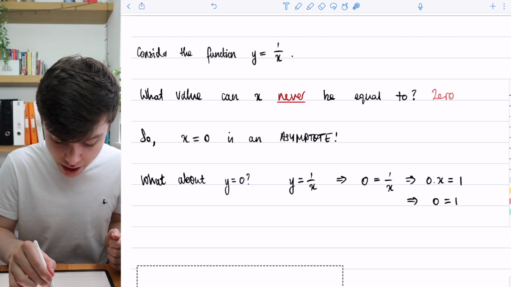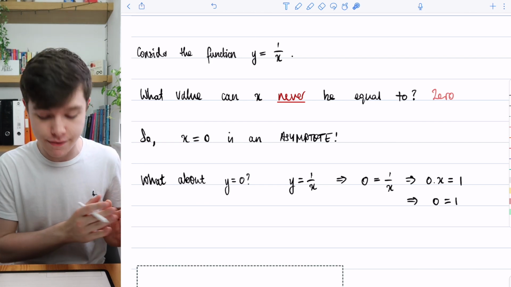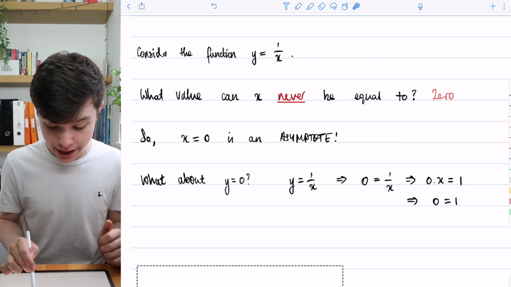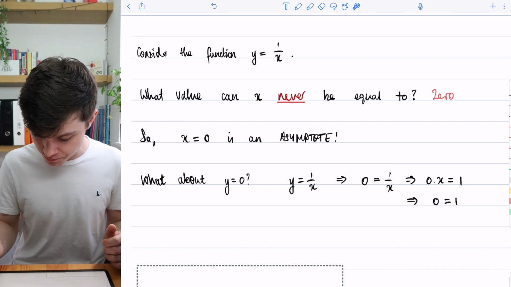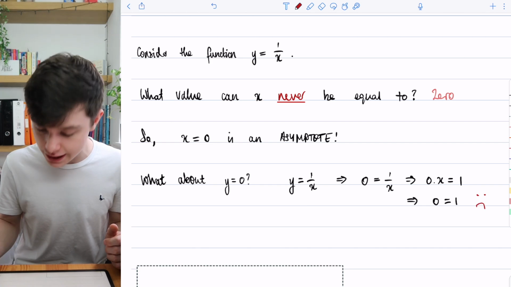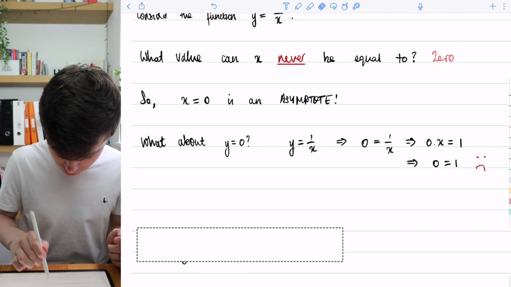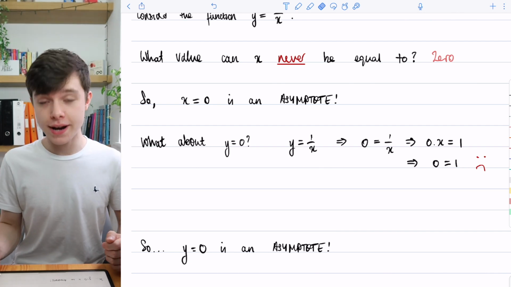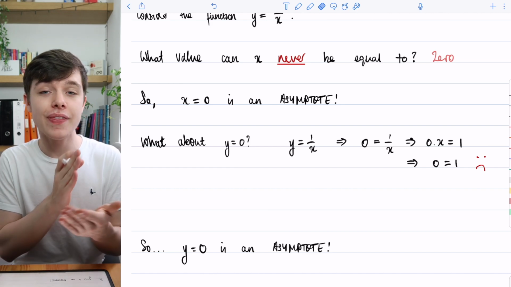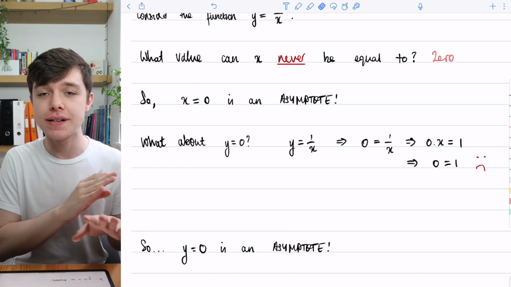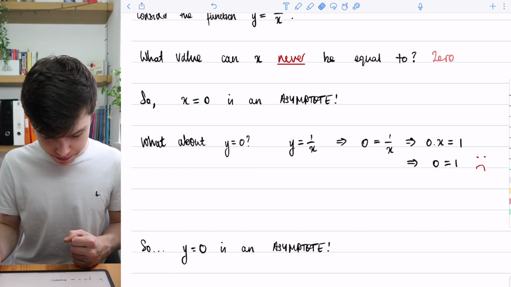So in other words, this function, 1 over x, can never be equal to 0, because when we put y is equal to 0, in other words, the function equals 0, we get this weird statement at the end. So let's put a sad face there, that clearly does not work. So what that means then is y is also an asymptote. Now y is equal to 0 is an asymptote, so that means that the x-axis is an asymptote, because anywhere on the x-axis, y is equal to 0, okay?